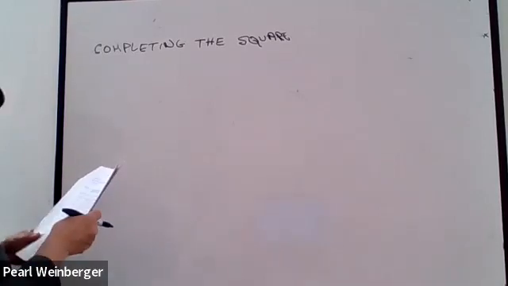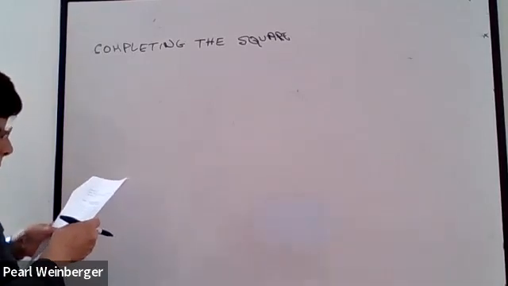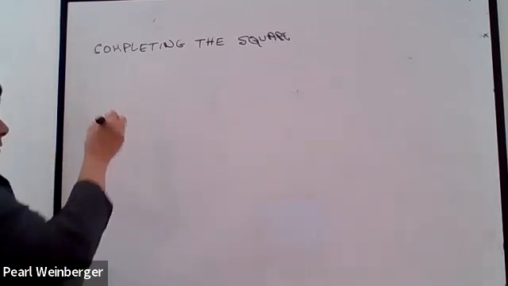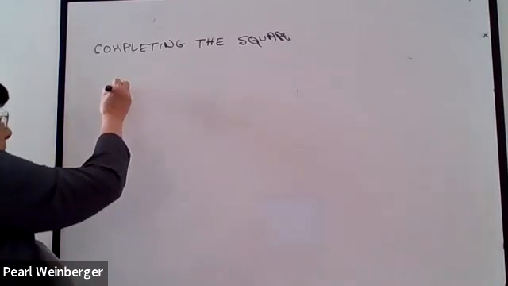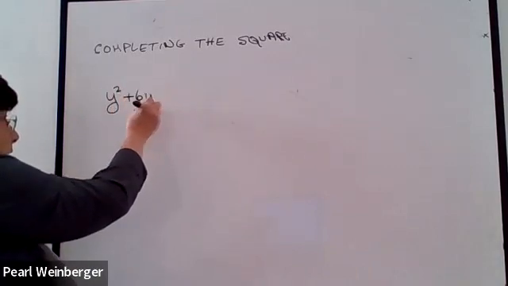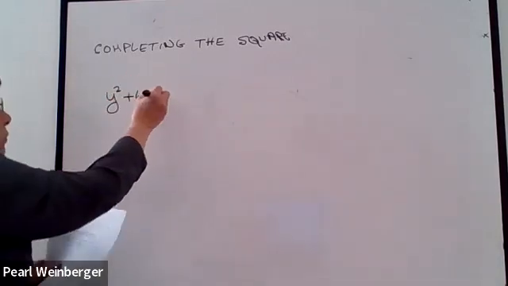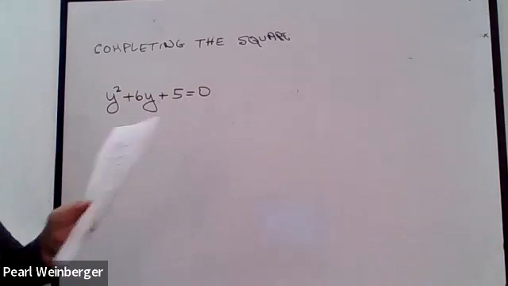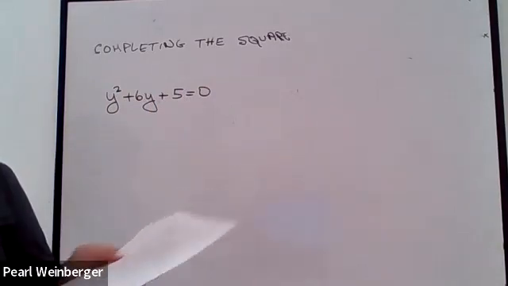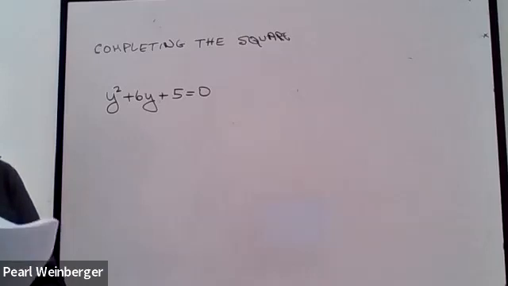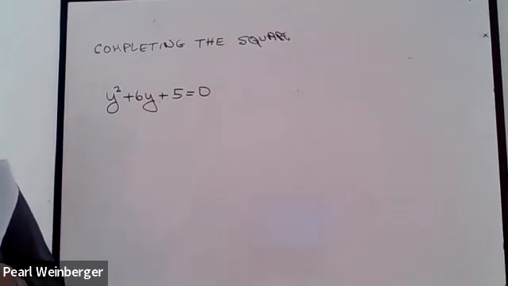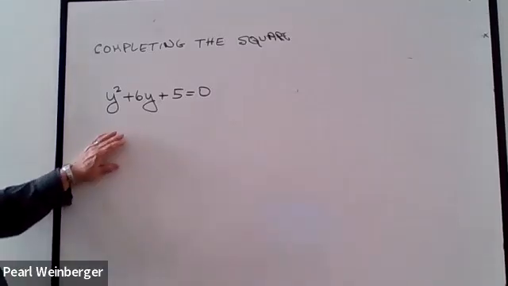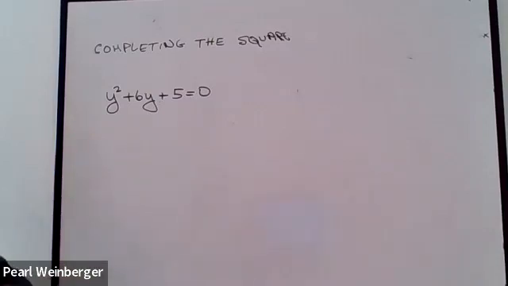Suppose I had given you the quadratic equation. I'm going to give you y squared plus 6y plus 5 equals 0. It happens to be on the sheets that I gave you for the week, in section 7, question number 8. We're going to talk about solving a quadratic equation.